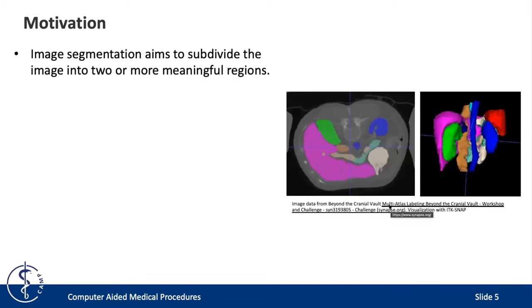Okay, so as I mentioned, the main problem to address here is image segmentation. Image segmentation, if someone is not familiar, aims to subdivide the image into two or more meaningful regions. For example, we have here different input slices, and we can see the different organs highlighted. This is one example of a multi-organ segmentation in one particular slice, where we can see that each organ belongs to one single continuous region. There is no overlap between the different regions.